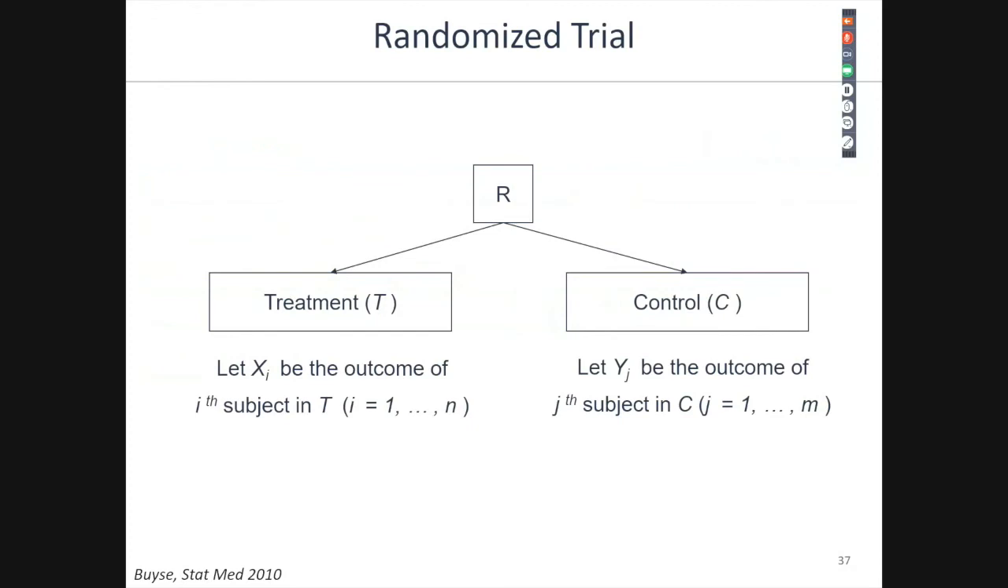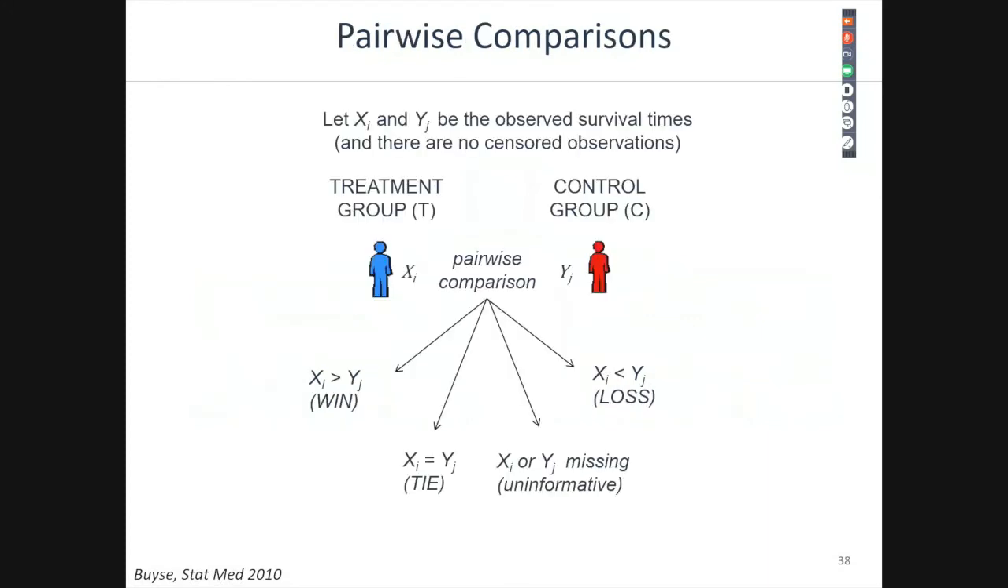Assume that we have a trial with two groups, treatment and control. Let's say that Xi will be the outcome of each subject in the treated group, and Yj will be the outcome of the j-th subject in the control group. Now, a fully non-parametric approach would essentially be to compare any patient in the treatment group with any patient in the control group. So assume for the time being that there are no censored observations.